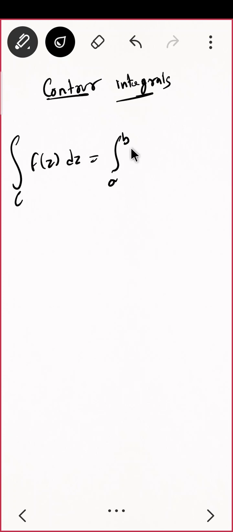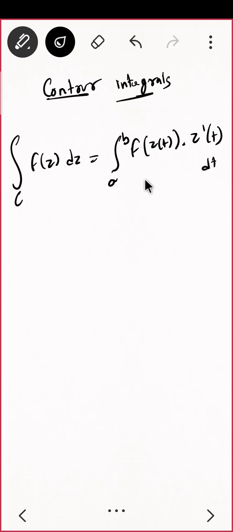A state to solve this. So what is the logic? Integral over contour C of f(z) dz will be the integration from a to b of f(z(t)) multiplied by z'(t) dt. Correct? This is how you need to solve a contour integral. Same thing as in the previous one also.